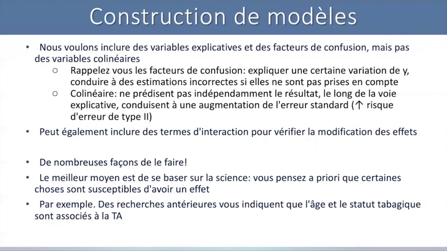So how do you build a model? We want to include explanatory variables and confounders, but not collinear variables. Recall that confounders explain some variation in y and can lead to incorrect estimates if not taken into account, whereas collinear variables do not independently predict the outcome and can lead to increased standard errors, increasing the risk of type 2 errors. You can also include things like interaction terms to check for effect modification. And there are many ways to do this.